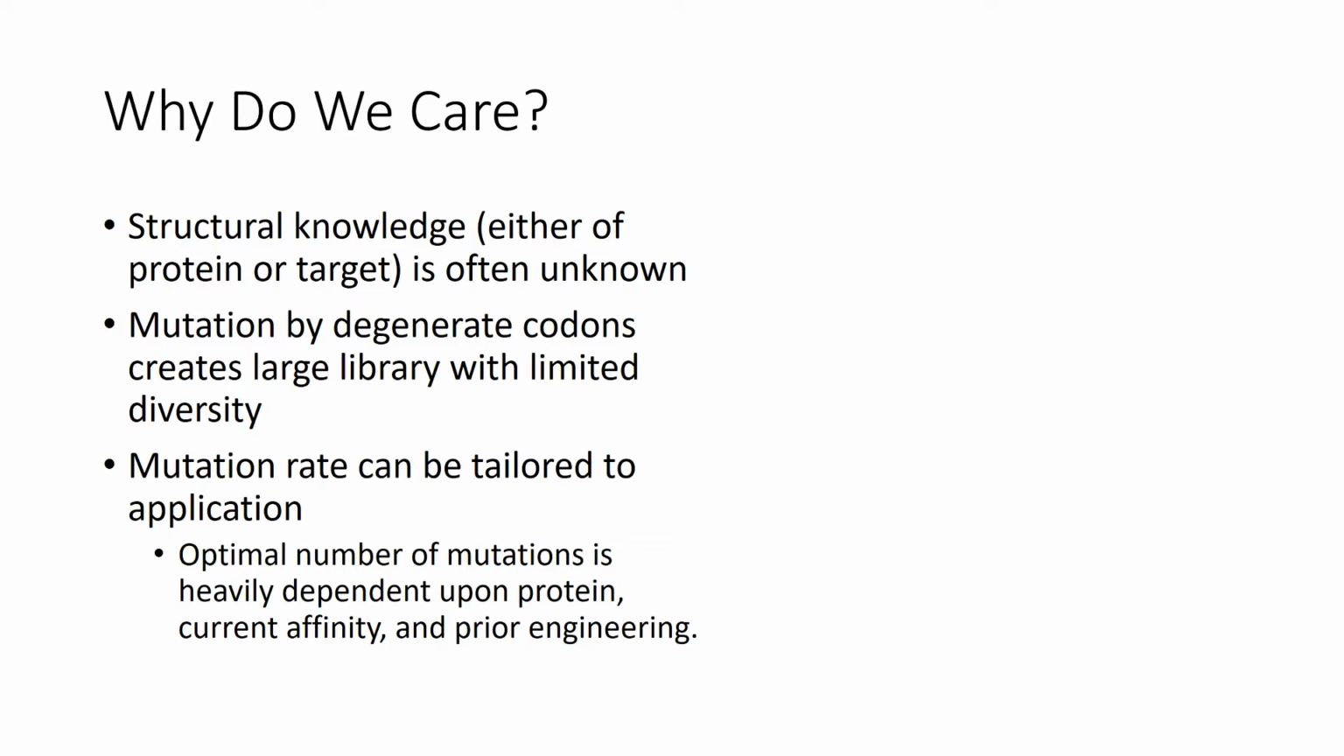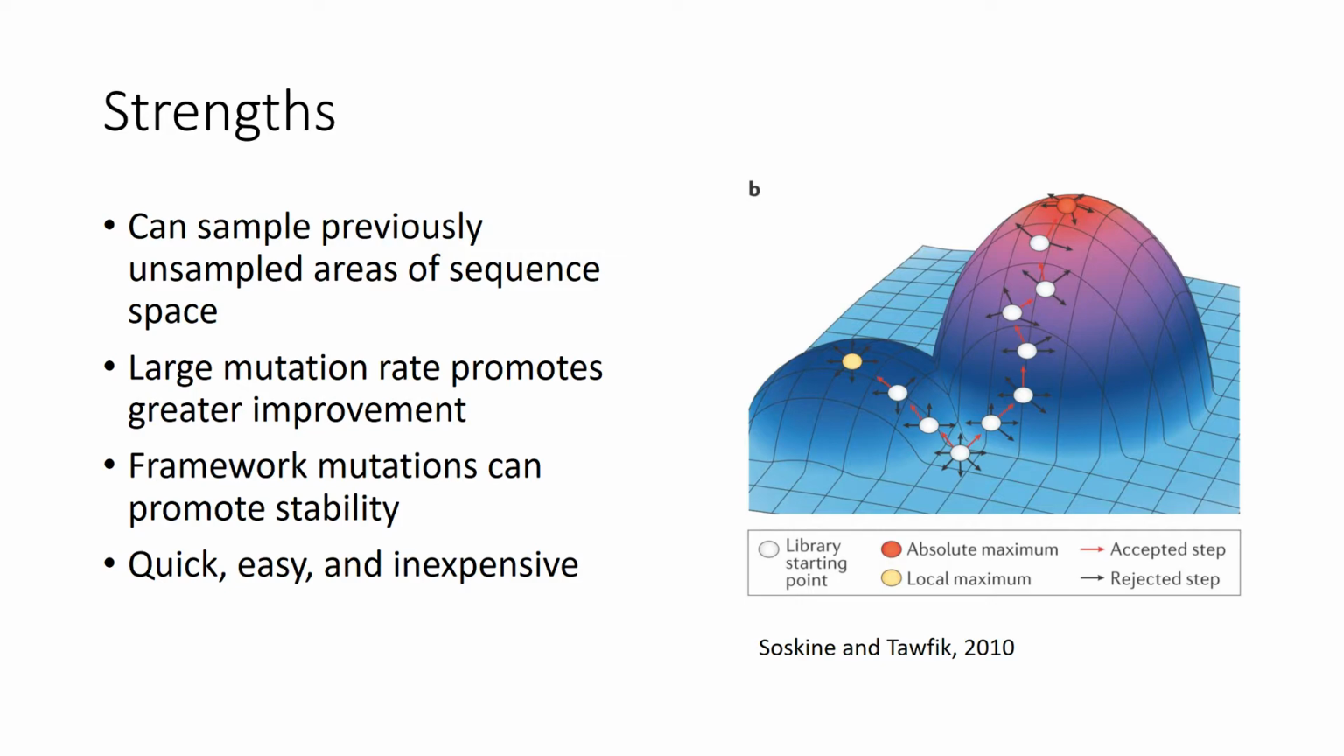Error-prone PCR creates a middle ground that samples a diverse region of sequence space while conserving most of the protein and limiting the library size. Error-prone PCR is often advised either when using a wild-type protein with relatively little structural knowledge or for a protein that has had difficulty evolving by other methods.